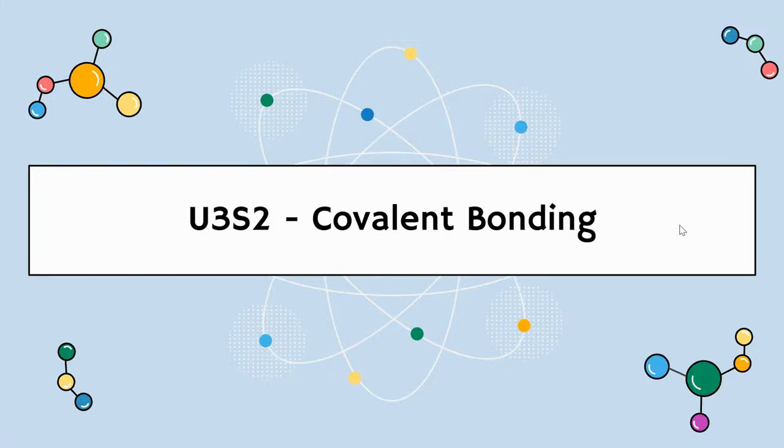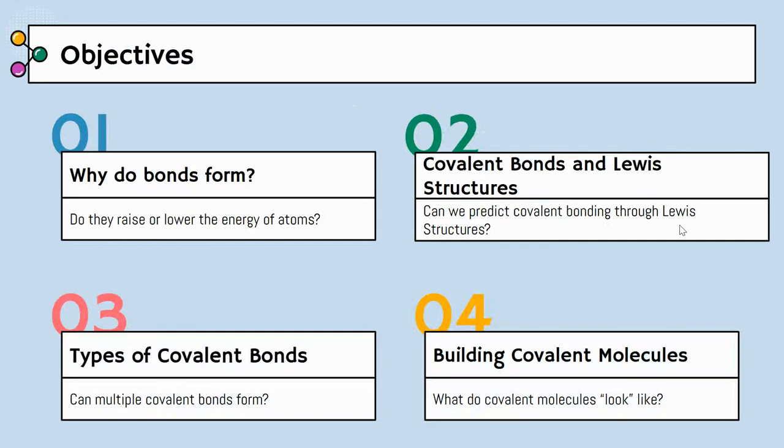In this presentation, I'm going to go over the Unit 3, Section 2 notes for covalent bonding. We have four objectives for this set of notes. First is why do bonds form in general? We'll talk about the energy of atoms.